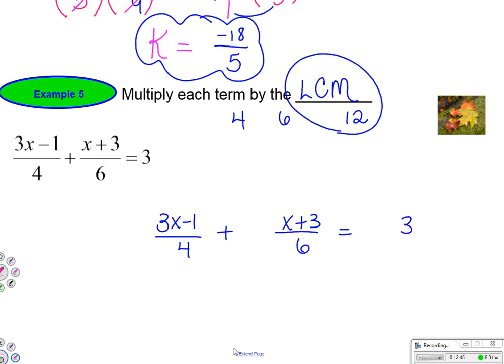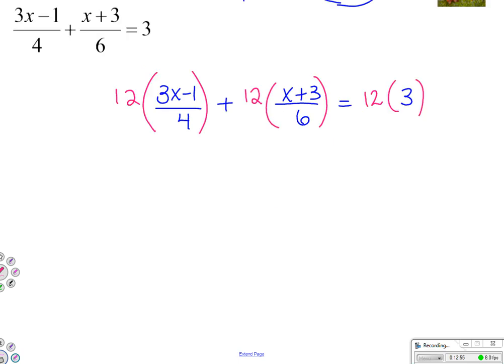So I'll show you what I'm going to multiply by. Every single term is going to get multiplied by that LCM. Do you have different colors of pens? You know, it could be helpful in your notes to use those. It makes it stand out what you're doing. All right, now 12 divided by 4 is 3. 6 goes into 12 2 times, and then the right side is fine, isn't it?